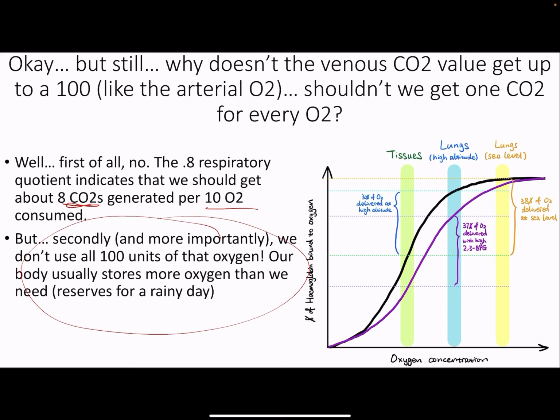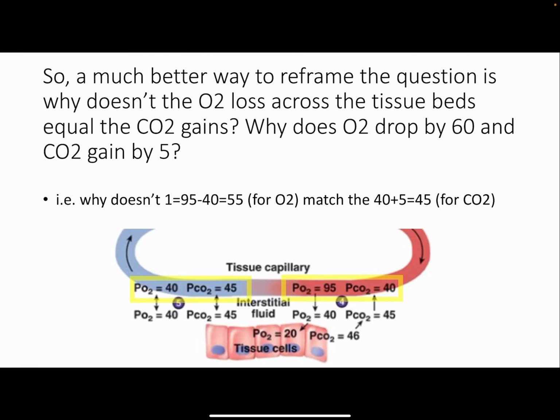So because we have reserves and we're going from like 100 and we're dropping off 37 or 38% or whatever, we're still going to have a little bit left, right? We're going from 100 to 40. We're not going from 100 to 0. We're not using it all. So there should be more oxygen than CO2. But it's still a bone to pick with this.